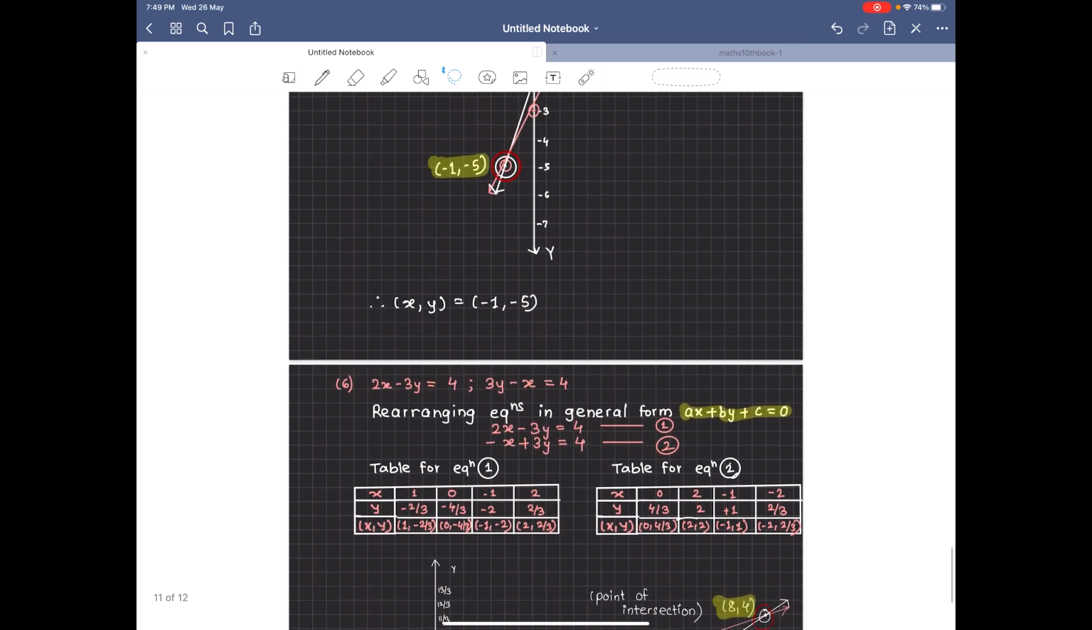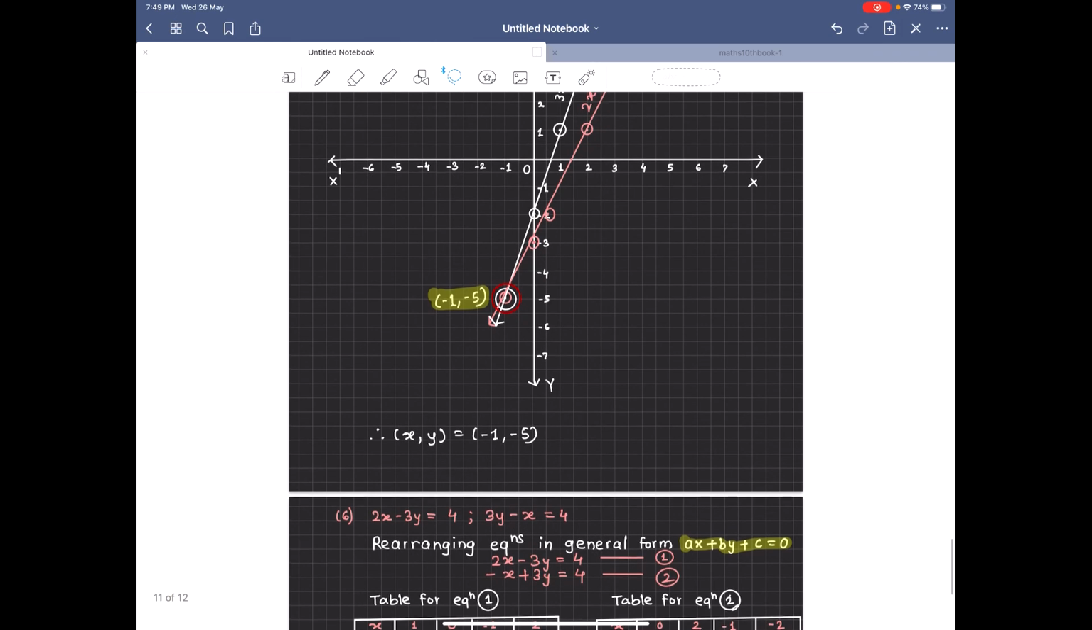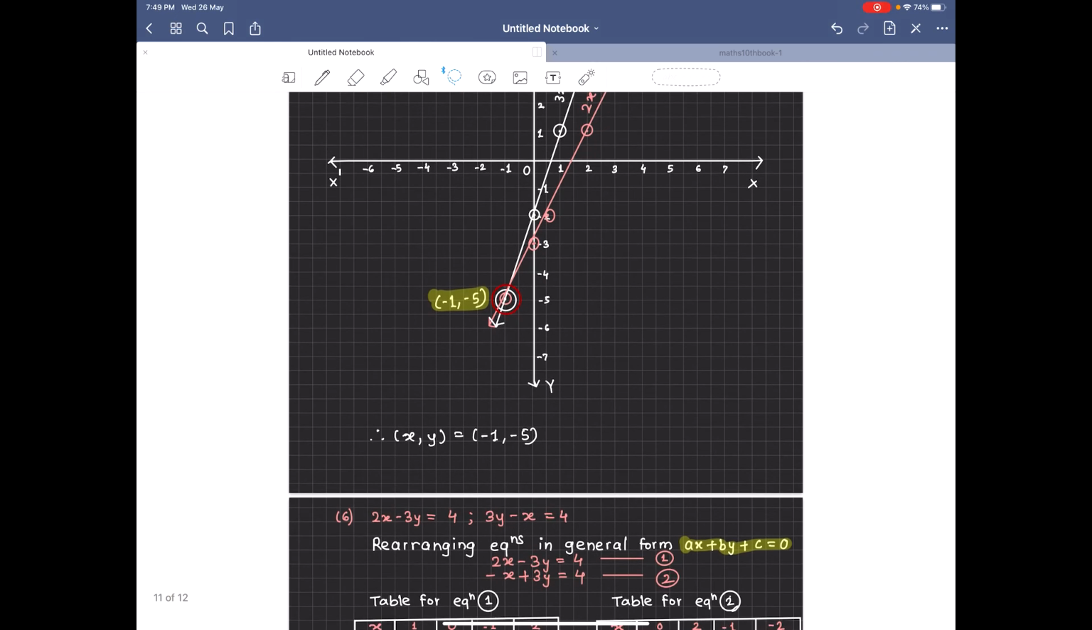So I have solved all the examples. You can check. You can download the PDF from the description box. So practice set 1.2 is done.